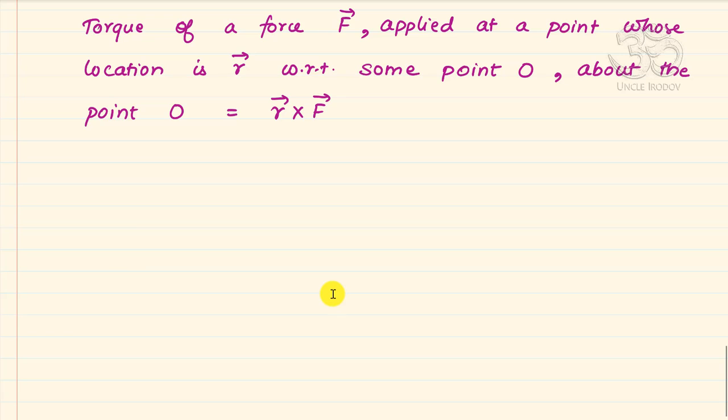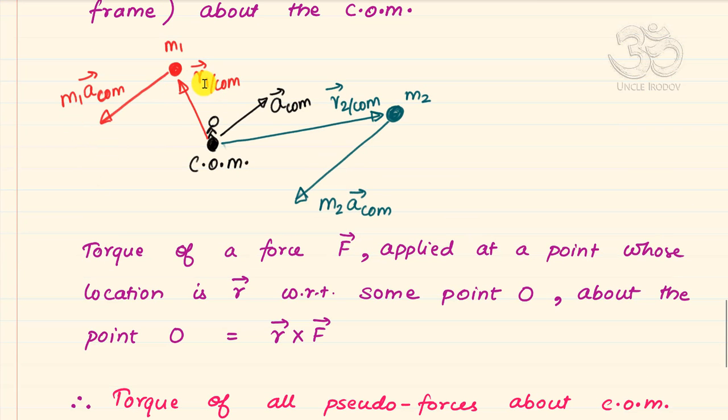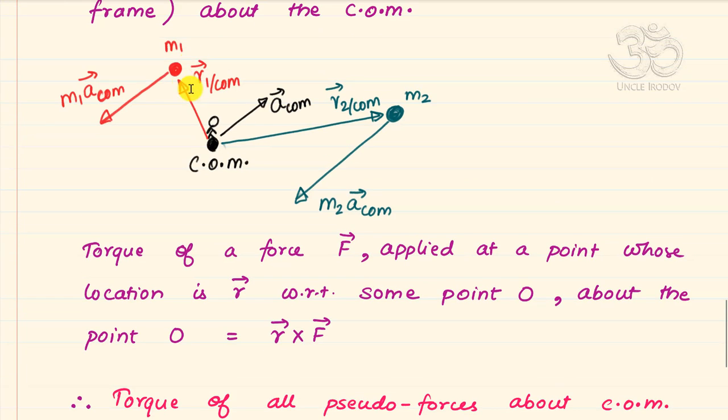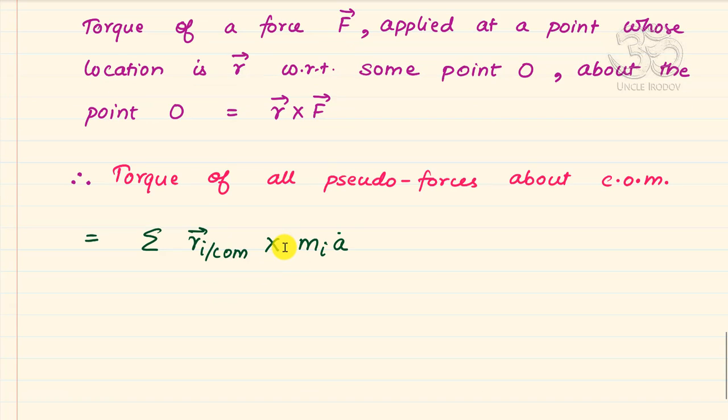So therefore I can say torque of all pseudo forces about center of mass. So let's try to calculate that, let me find that by adding up all the R cross F terms. So what do I have? I will have R of ith particle with respect to the center of mass, Ri with respect to the center of mass, cross the pseudo force that is acting on the ith mass, which will be Mi times A center of mass. So R cross F, if I'm only talking about the torque of pseudo forces.